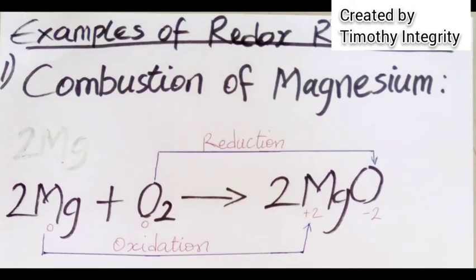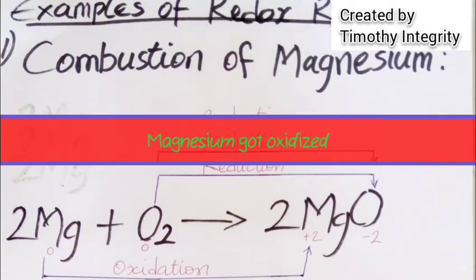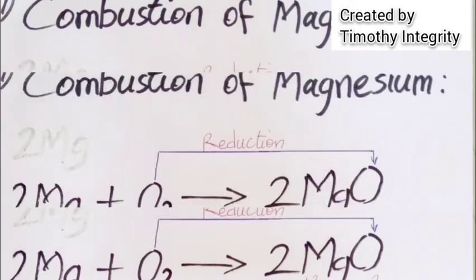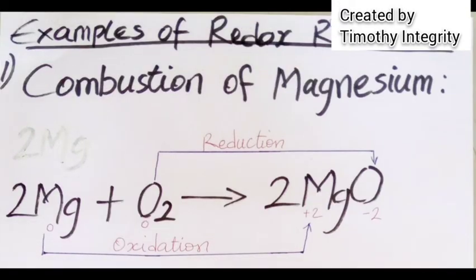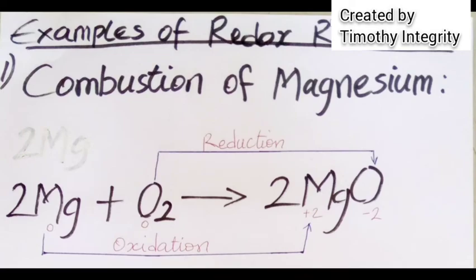And you have, let's consider examples of redox reactions. The first one here is combustion of magnesium to give us magnesium oxide. And you have it here that magnesium got oxidized because its oxidation number was 0. It got increased to +2 in magnesium oxide. That is oxidation. And magnesium is now the reducing agent. Oxygen is the oxidizing agent, so it got reduced from 0 to -2.